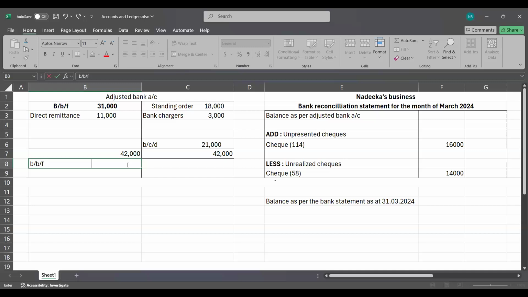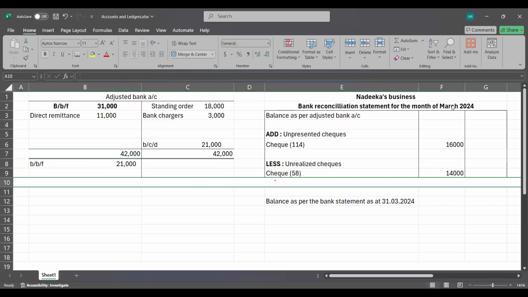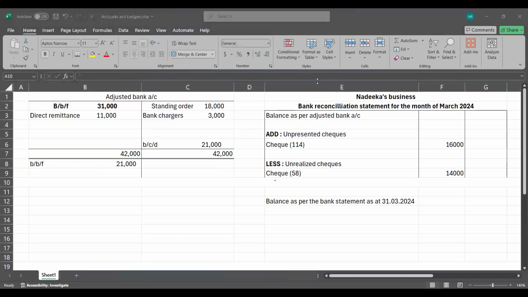Are we done or do we have more steps to work with? Come on, guys. Okay, yes, we do have more steps to work with. So this 21,000 that we have got over here as a balance brought forward, we would write it under the balance as per the adjusted bank account. Okay, the balance as per the adjusted bank account.